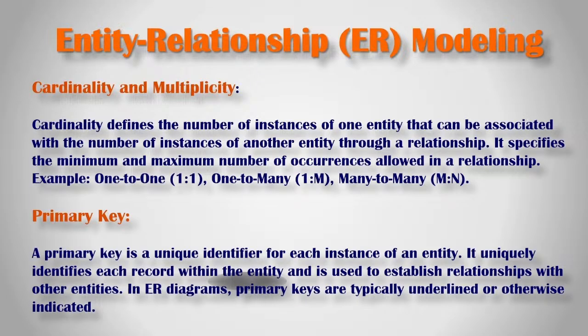A primary key is a unique identifier for each instance of an entity. It uniquely identifies each record within the entity and is used to establish relationships with other entities. In ER diagrams, primary keys are typically underlined or otherwise indicated.